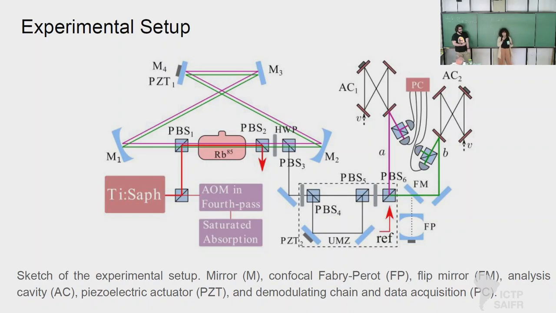The four wave mixing process occurs inside the cavity in the 85 rubidium vapor cell, which is heated to 97 degrees Celsius, since a high optical density is required for an efficient four wave mixing process. So this whole experiment is a tomography of the quantum states. Now Theo will discuss the results.